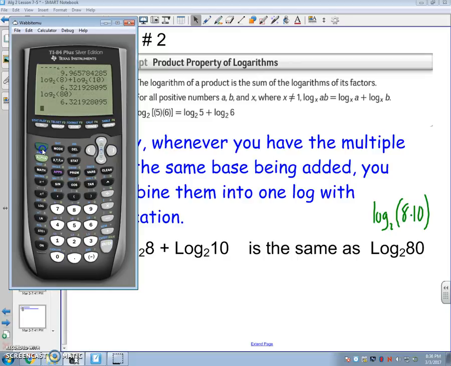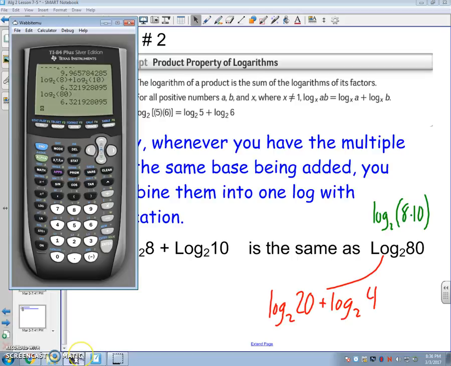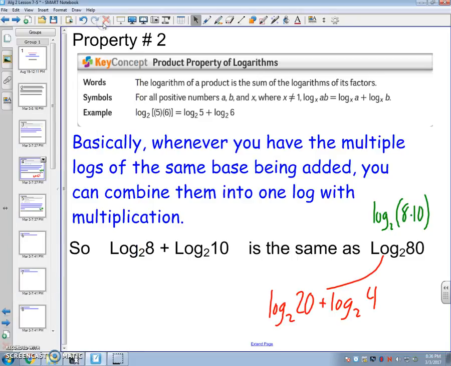Now, I can separate them as well. So say I don't want 80. 80 is 20 times 4, right? So I could break this up into log base 2 of 20 plus log base 2 of 4, because 20 times 4 is 80. That's going to work as well. So let me go back to this other one. All right, so one of them is 20 and the other one's 4. Order does not matter. Same number. I could have done 2 and 40, just a lot of different things. That's the second property.